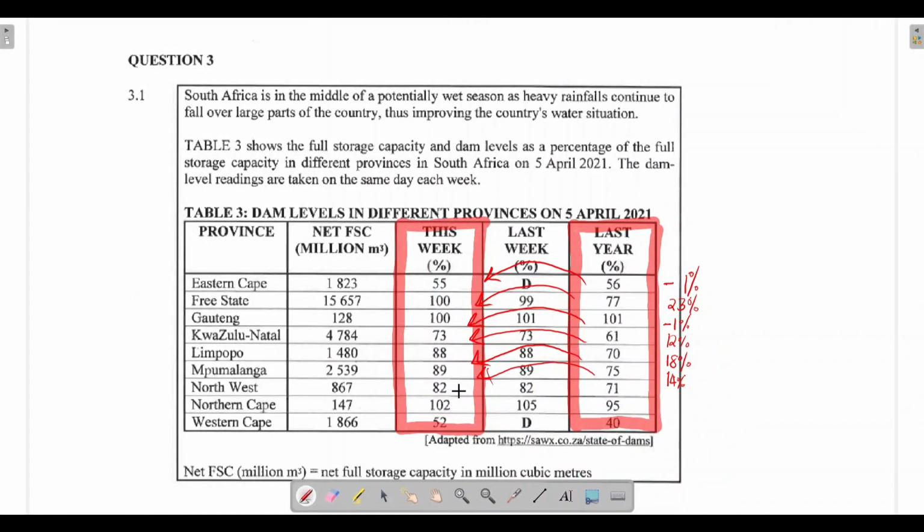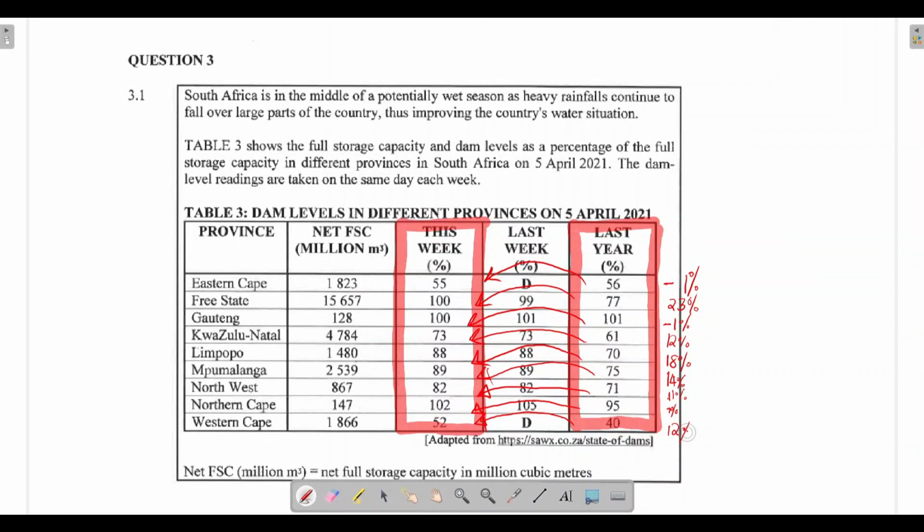Then we basically go to the Northwest. Last year it was 71%, and this year it was 82%. So we had an increase of 11%. Northern Cape, last year it was 95%. This year is 102%. So it had an increase of 7%. And lastly, Western Cape, last year it was 40%. This year it was 52%. So we had an increase of 12%.